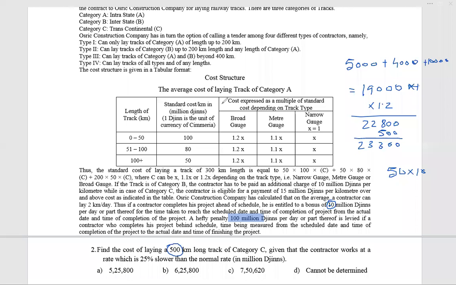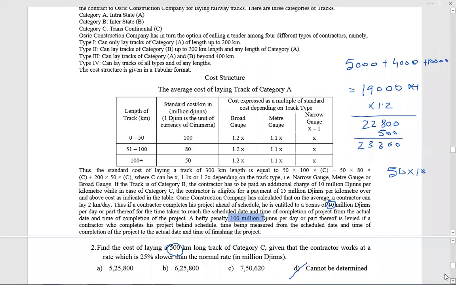But the problem is we don't know whether it is broad gauge, narrow gauge, or meter gauge. So we don't know whether the multiplication factor remains the same or there will be an increment of 10% or an increment of 20%. So the answer is cannot be determined. Next, there are lots of factors you need to keep in mind.